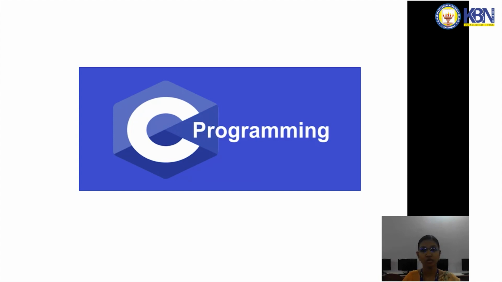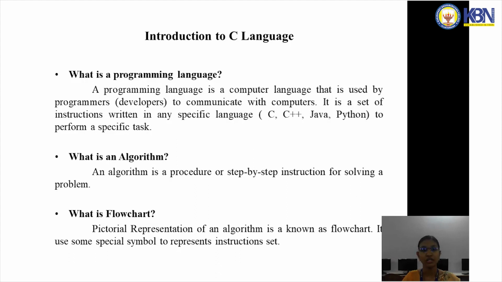First of all, we have to know what is a programming language. Introduction to C language. A programming language is a computer language that is used by the programmers to communicate with computers. Means it is a set of instructions written in specific languages. And what are specific languages? C, C++, Java, Python, and these languages to perform a specific task.